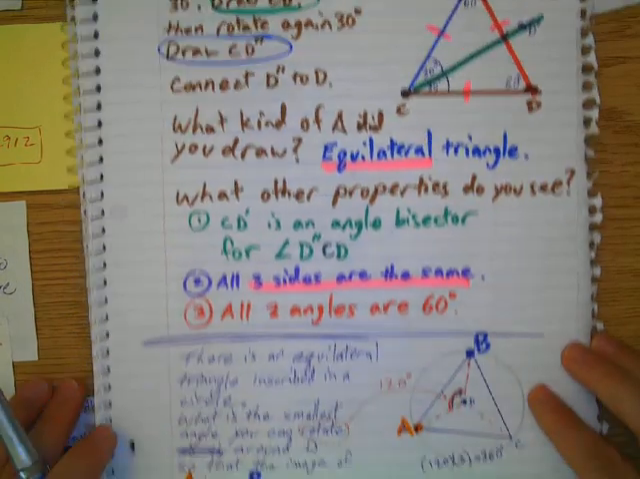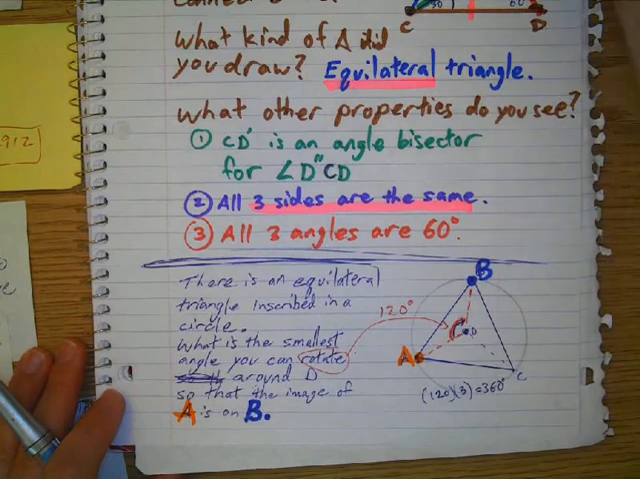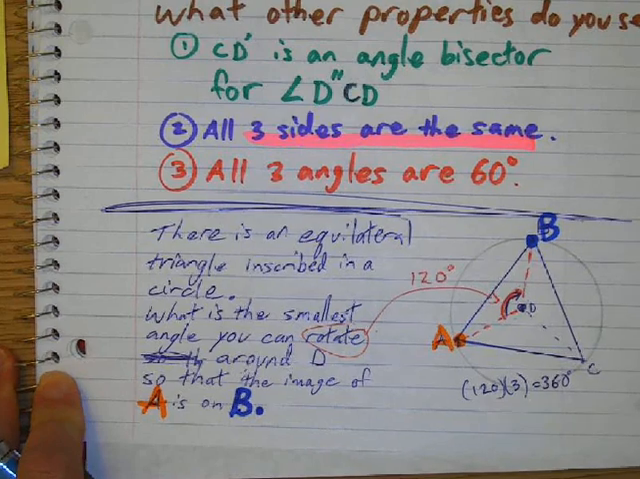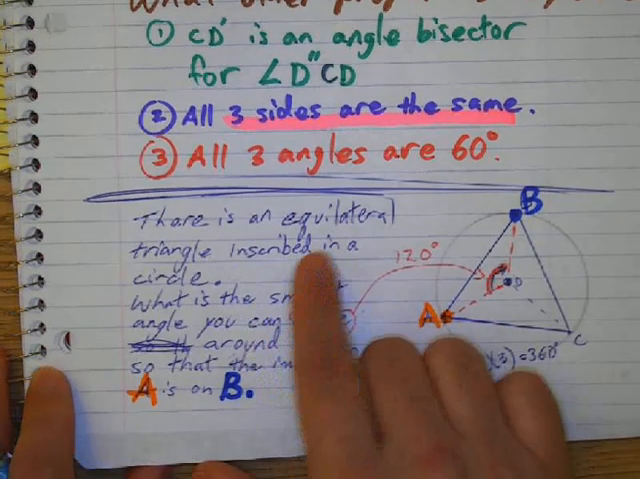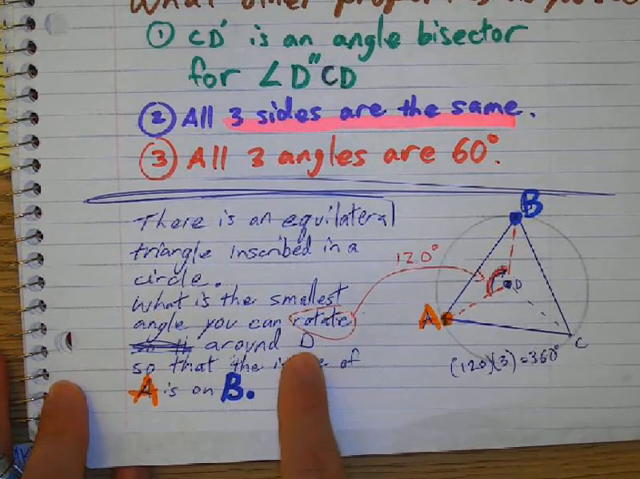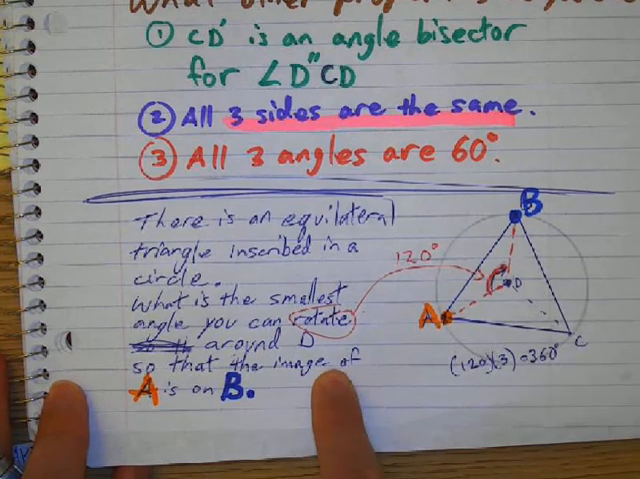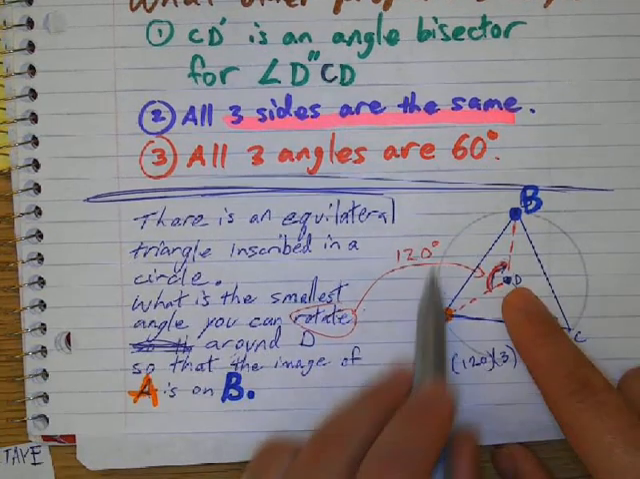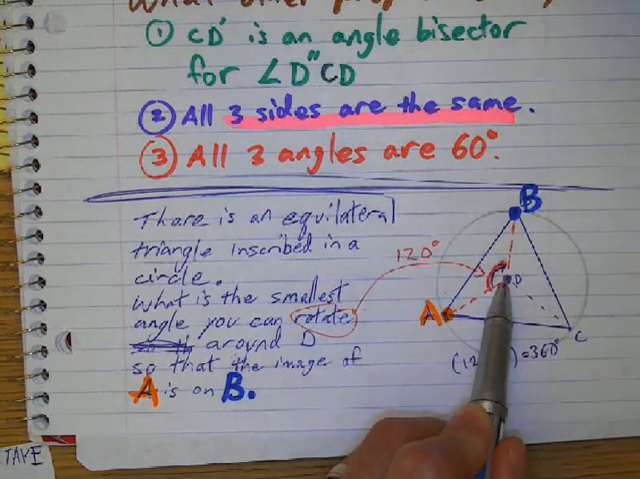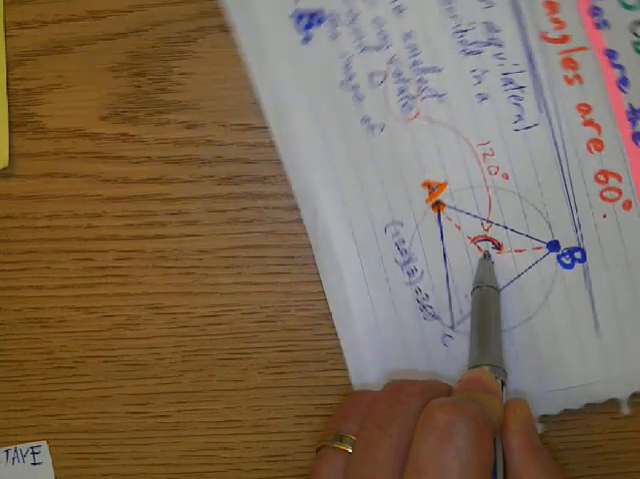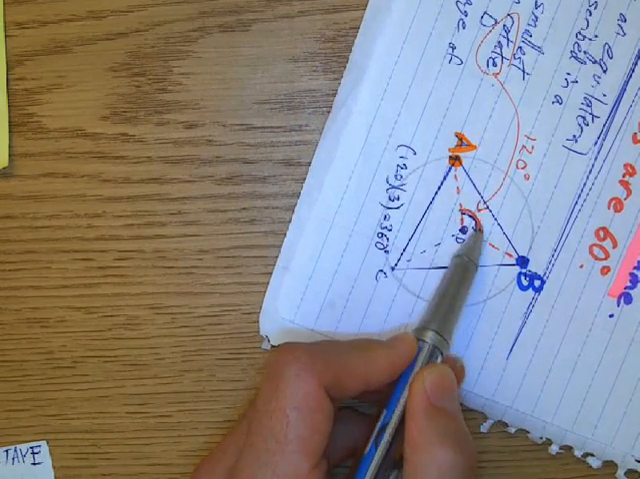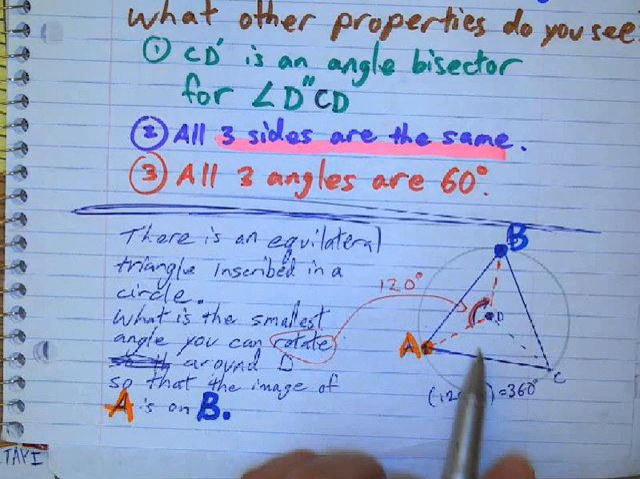Okay, let's look at this next one. I'm going to zoom up a little bit. Okay, so there's an equilateral triangle inscribed in the circle. What is the smallest angle you can rotate it around point D so that A becomes the image of B? So basically, I want to twirl this around so that A is on the same location as B. So if I twirl my notebook so that A is now at the top, how many degrees have I twirled it? I've twirled it this amount, and that amount is 120 degrees.